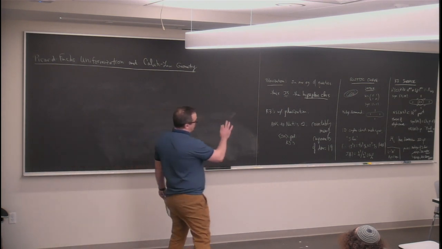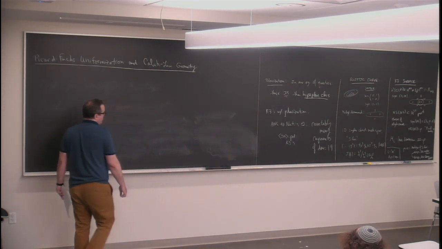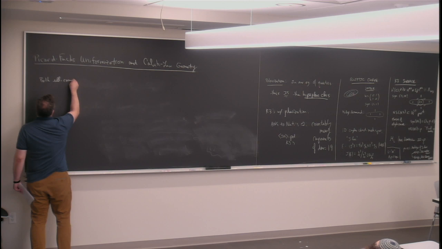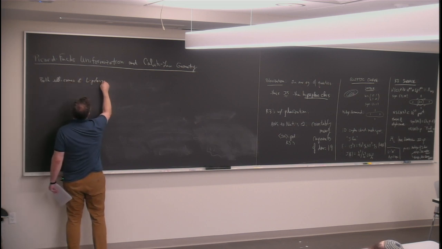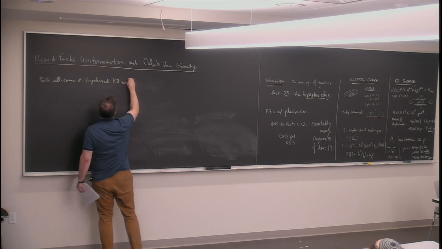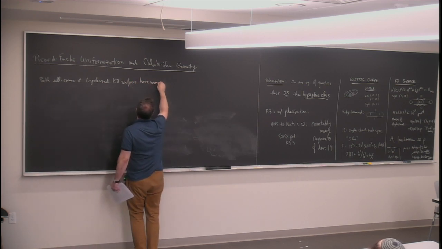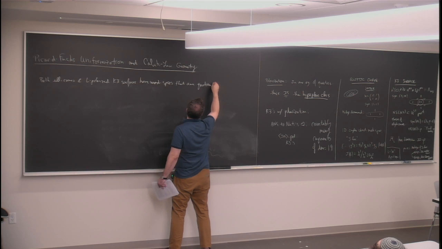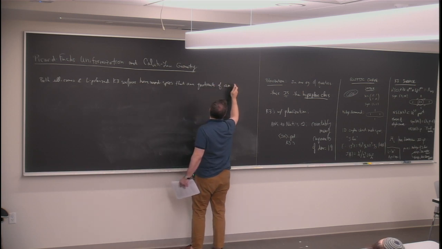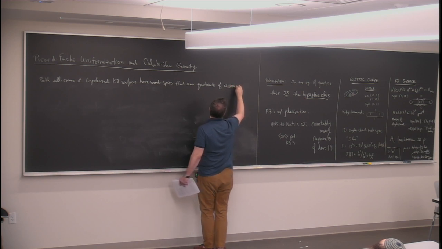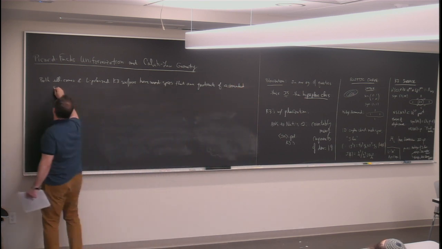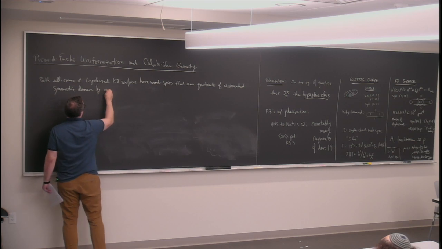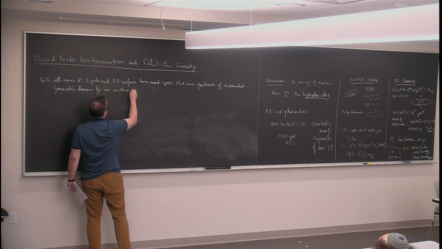Now, there's more similarities between the elliptic curve case and the K3 surface case, even than is evident there. So both elliptic curves and L-polarized K3 surfaces have moduli spaces that are quotients of a bounded symmetric domain by an arithmetic group.